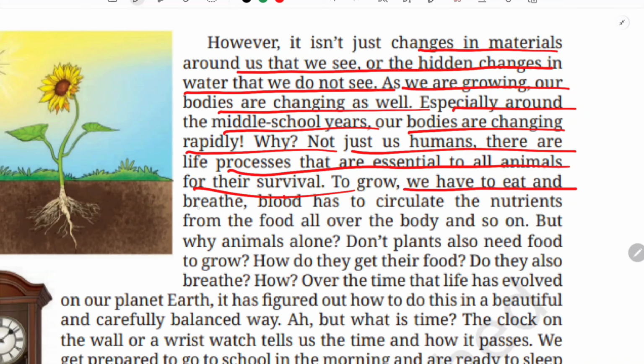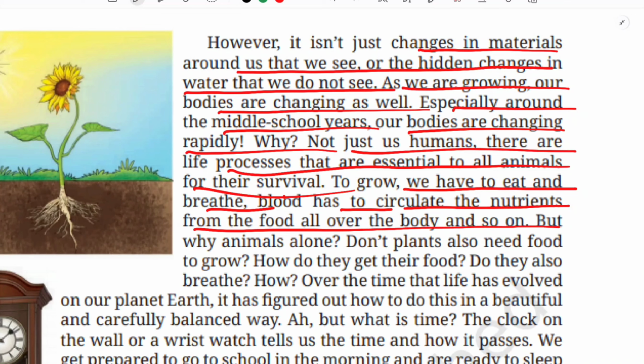And to grow, we have to eat and breathe. Blood has to circulate the nutrients from the food all over the body, and so on. And in order to grow, what do we need to do? We need to eat. We cannot simply stay without eating. We will feel tired, and eventually what will happen? We'll feel dizzy, isn't it? So we need to eat.